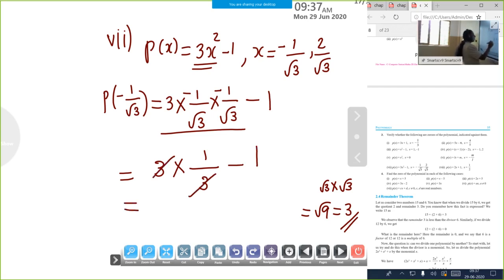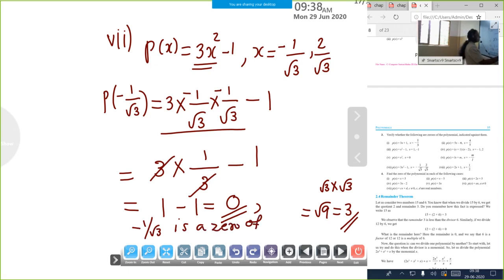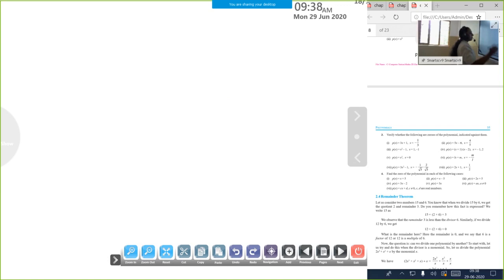Again, next step. We can cancel these two 3's. The rest of the number is 1 minus 1. What is our answer? 0. Here we get the answer 0. What can we write? Minus 1 by root 3 is a 0 of the polynomial. Okay. Same question. We need to substitute the value 2 by root 3. The polynomial is same.